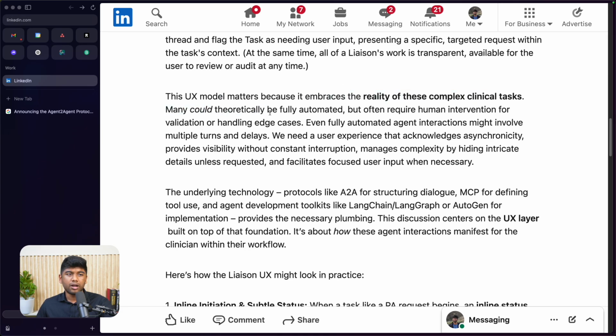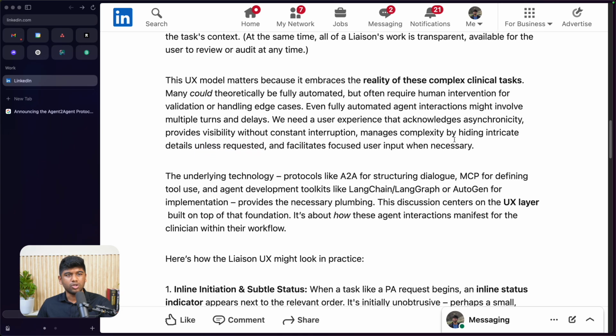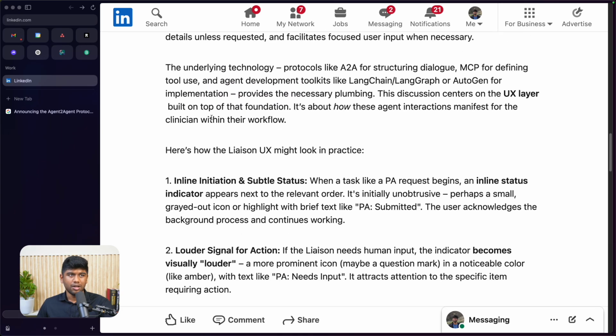Many could theoretically be fully automated, but often require human intervention for validation or handling edge cases. Even fully automated agent interactions might involve multiple turns and delays. We need a user experience that acknowledges asynchronicity, provides visibility without constant interruption, manages complexity by hiding intricate details unless requested, and facilitates focused user input when necessary.